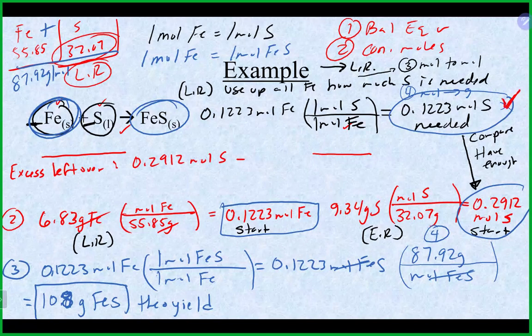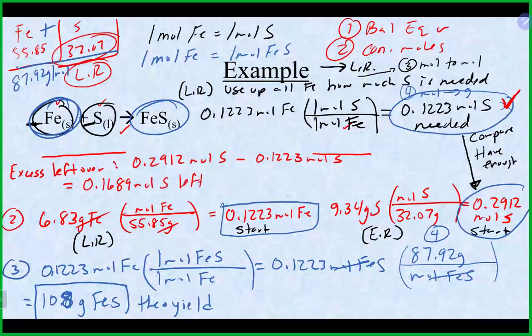And once again, if you didn't do that calculation, you would have to go back at this point to do it. But I did get lucky here. I did the right one, I guess. And we will subtract those two, 0.2912 minus 0.1223. That means that I would have 0.1689 moles of sulfur left over.